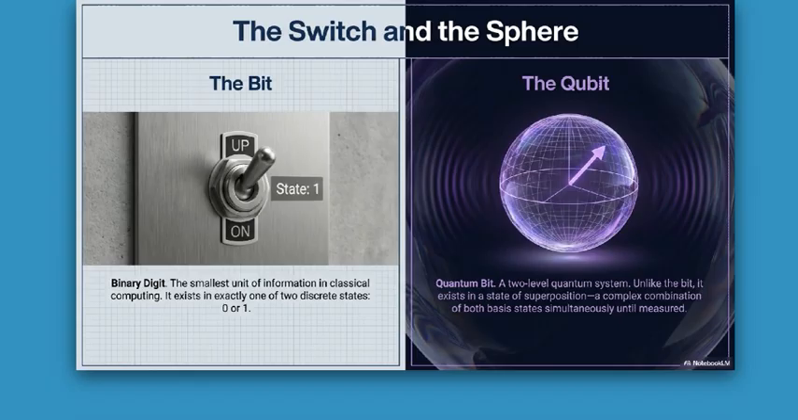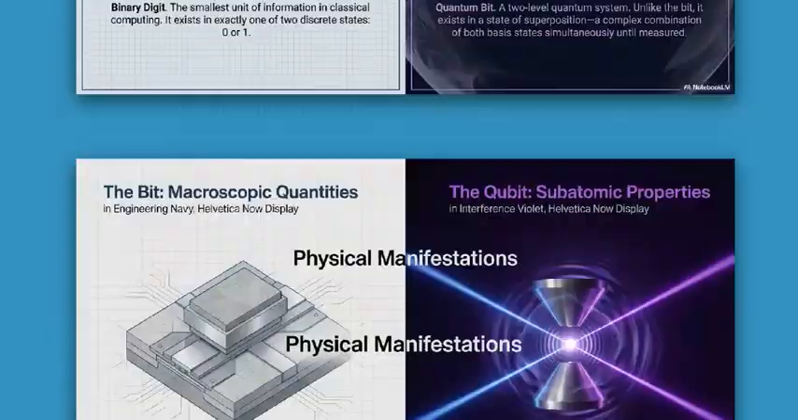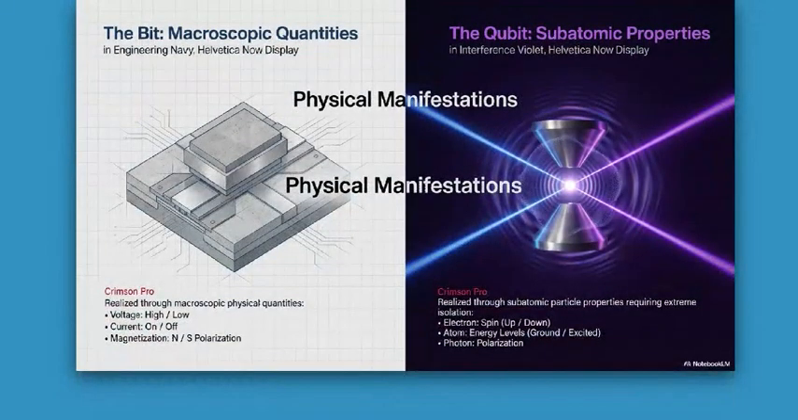Right. Are you saying it is physically two things at once, or just that we don't know which one it is yet? That is the deepest philosophical question in quantum mechanics. Seriously. But for the purpose of computing, you have to treat it as physically being a mixture of both states at the exact same time.